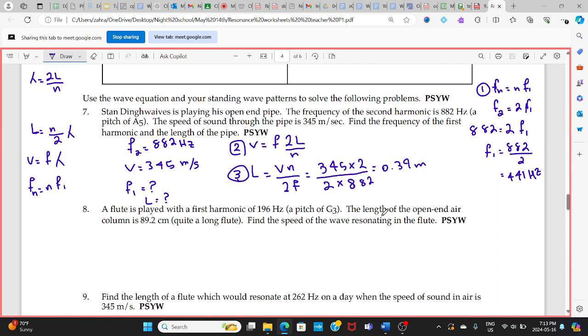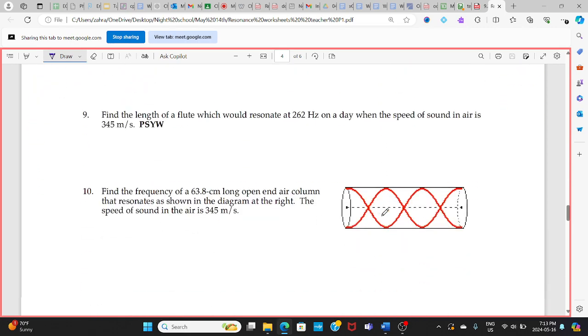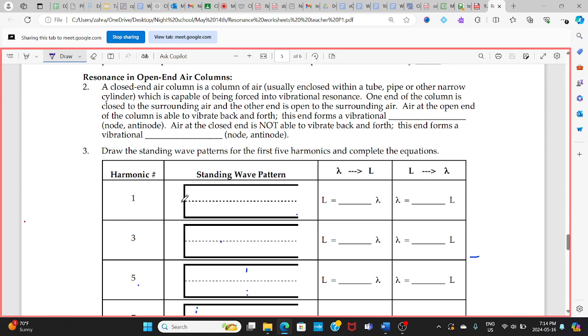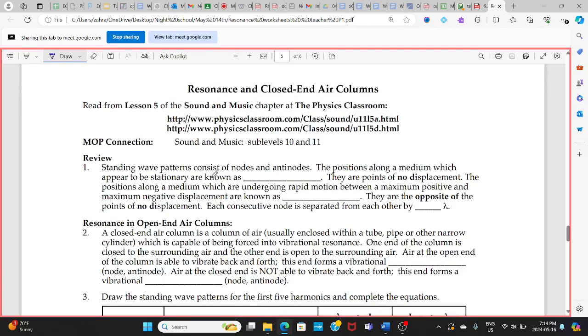Okay, I'm going to post these notes if you want to write them down. Just go get the solutions. Okay. We want to do the closed end air column, the one with one end closed. Again, we do the same process: we derive the equation and we do a couple of questions. Now, a standing wave pattern consists of nodes and antinodes. The position along the medium that appears to be stationary, that would be a node, the one that is not moving. And the one where the displacement is positive, negative, that would be an antinode.